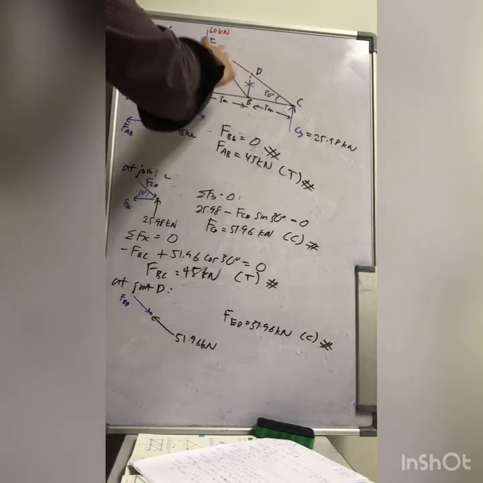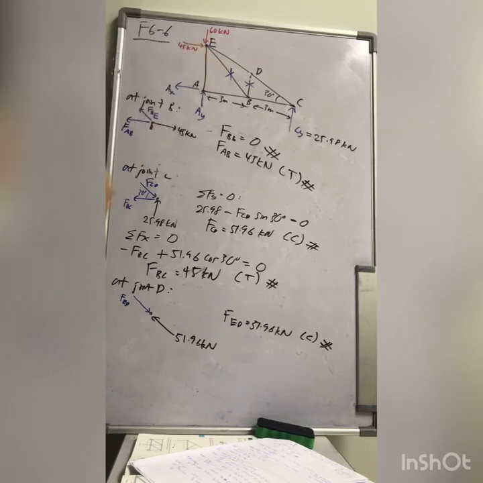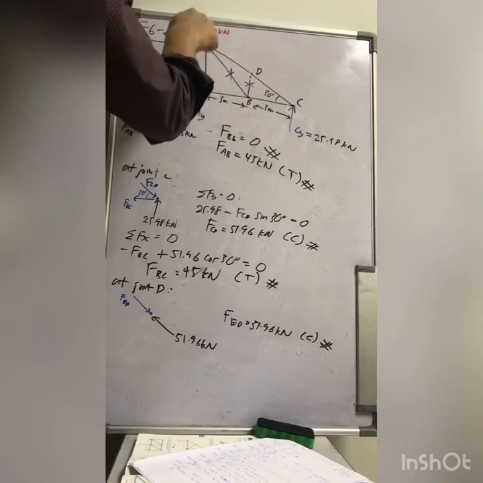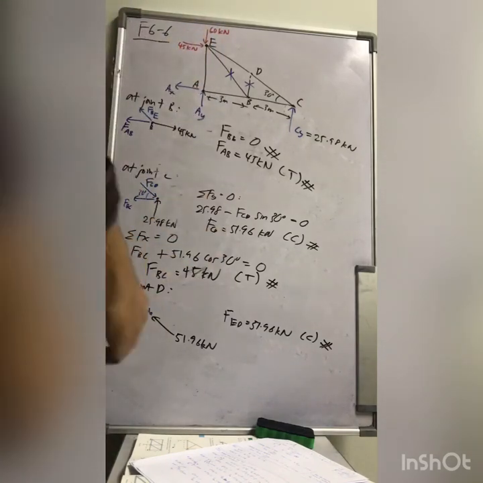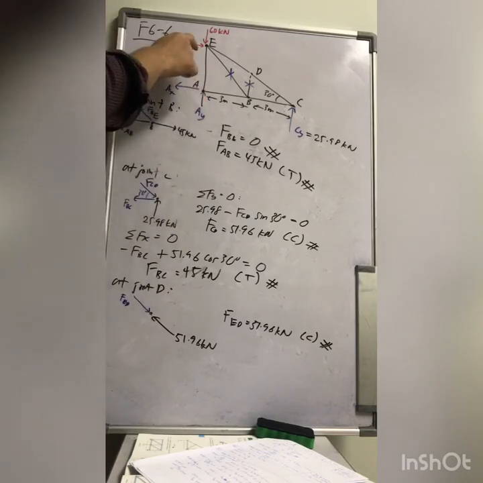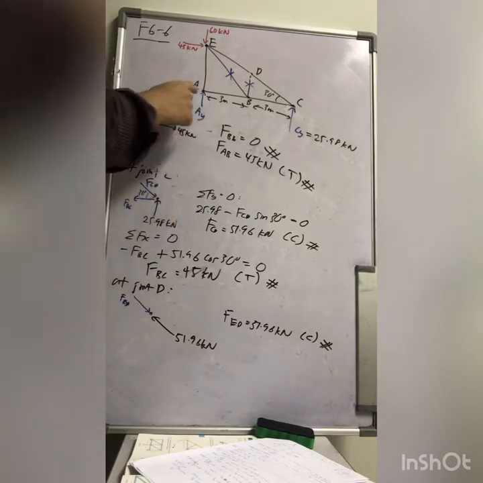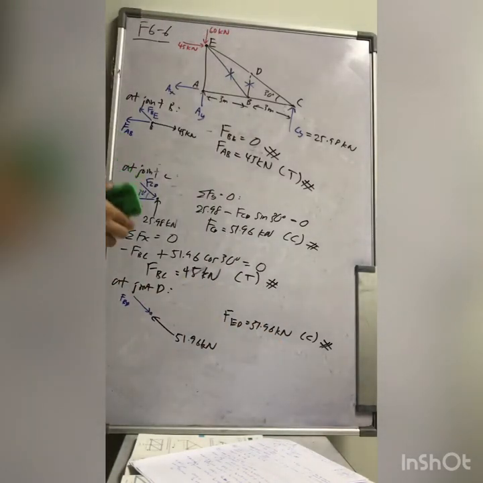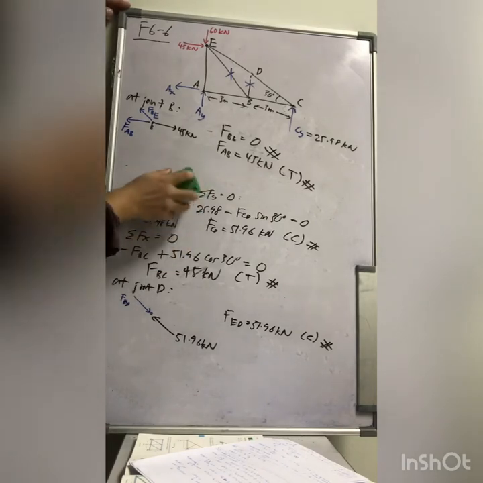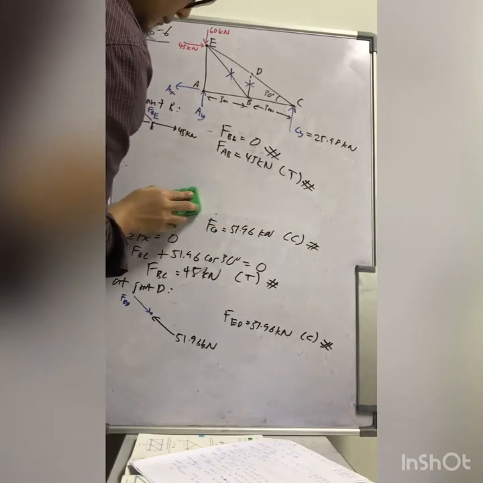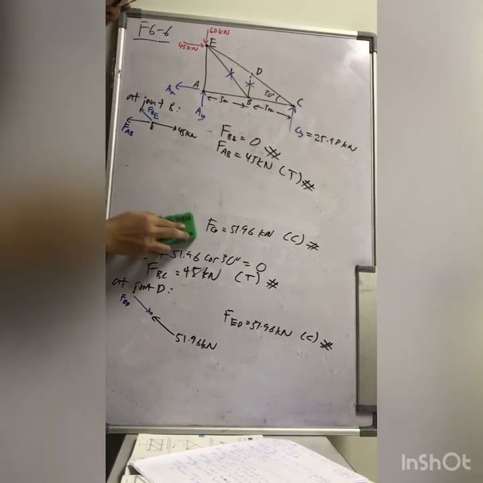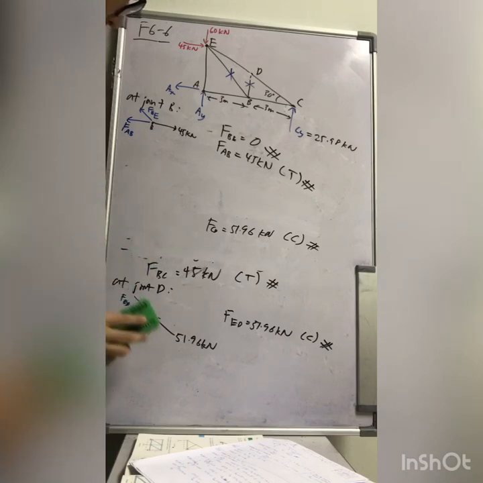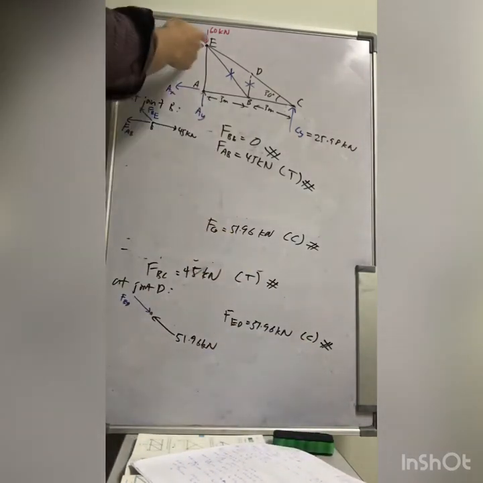What else? You got this, so finally you want to find FAE. So you can do at joint A to find FAE, or you can do at joint E to find FAE. Doesn't matter. For me, the easiest one is to do at joint E. If you do at joint A, you need to find this AX and AY first, right? And that's not wrong, it's just you need to do extra work. Right, so next you do at joint E.